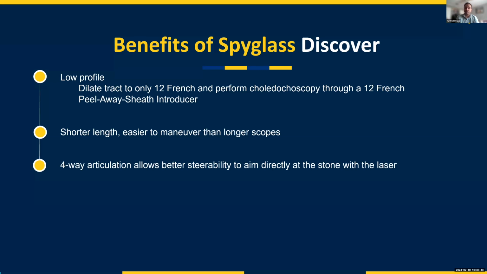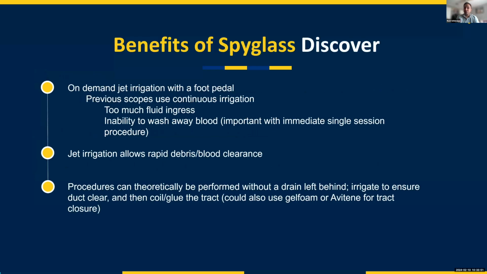It also has a variety of articulation mechanisms, so you can really steer to wherever you need to go within the biliary system. It's also got on-demand jet irrigation, which has been a game changer for us compared to some of the reusable scopes and even the older disposable scopes, because you can really get a pressurized irrigation of your bile duct to improve your visualization and also clear any debris or stone fragments back into the bowel.